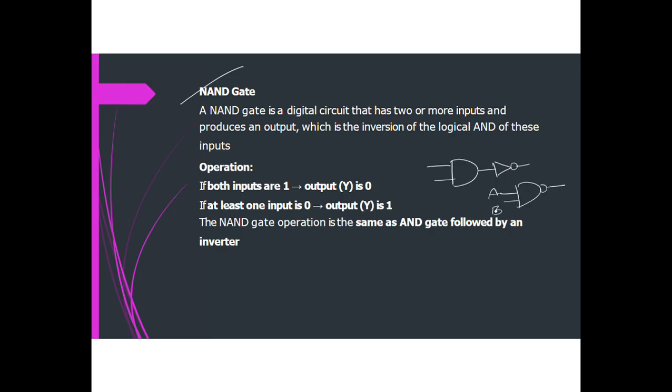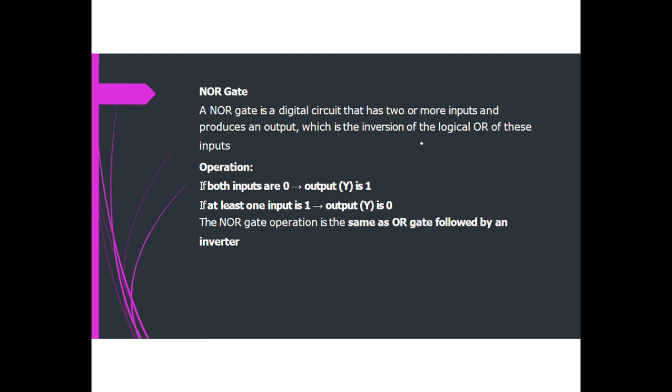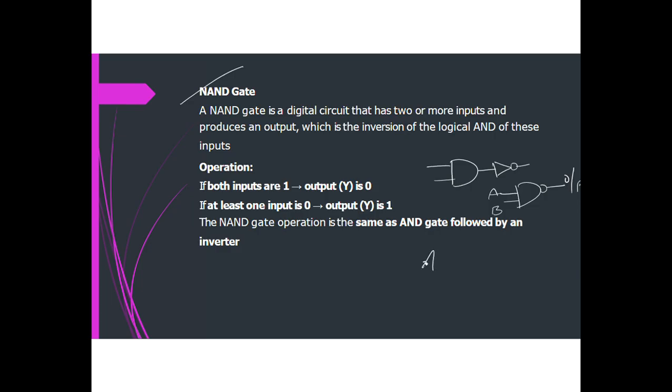So like this, your NAND gate looks like this, with inputs A and B, and the output will be like this. The truth table of the NAND gate is nothing but the inversion of the AND gate output.